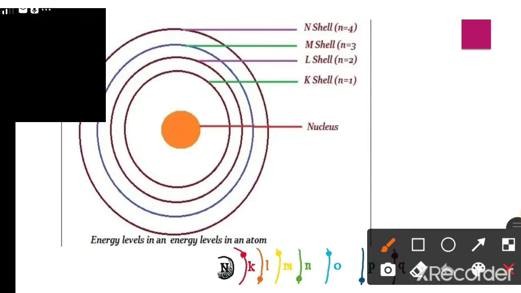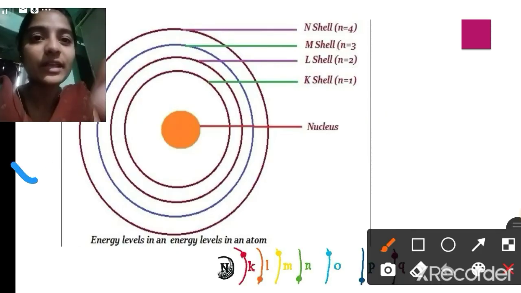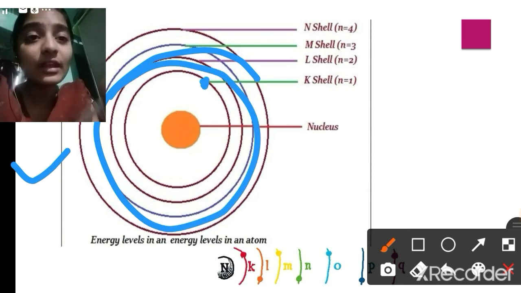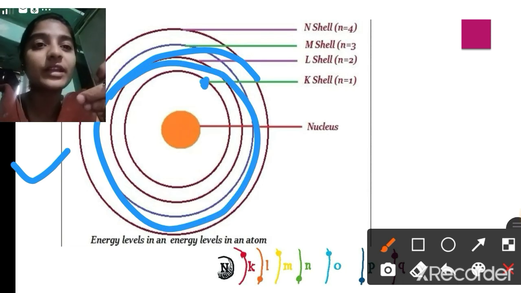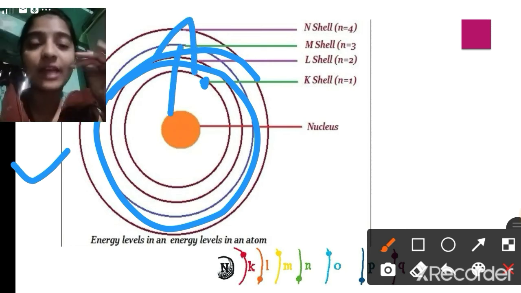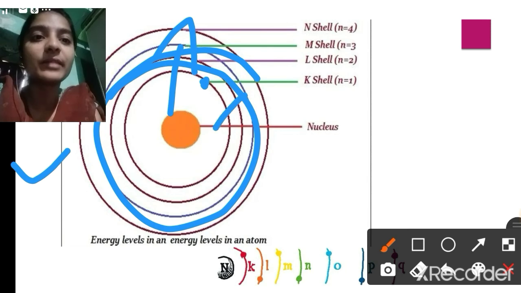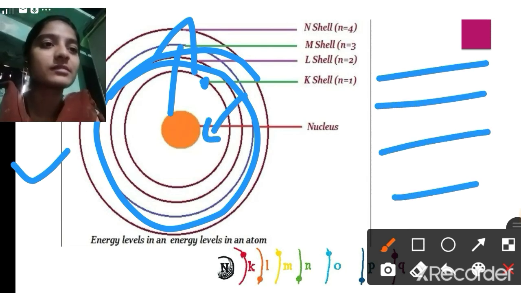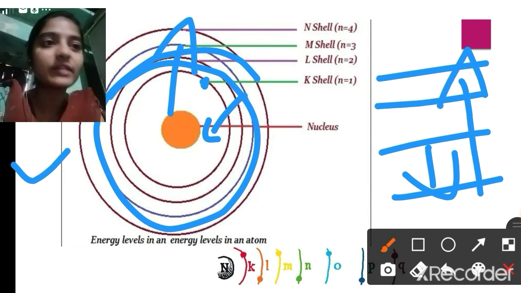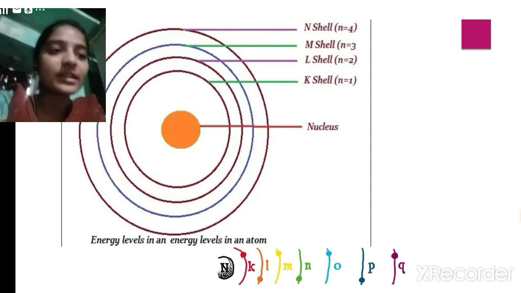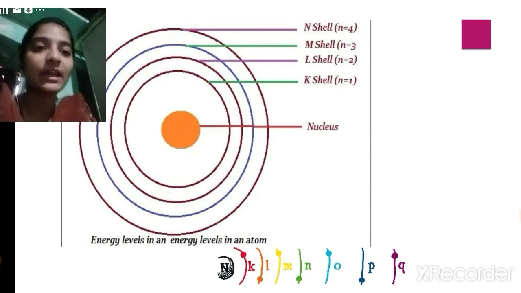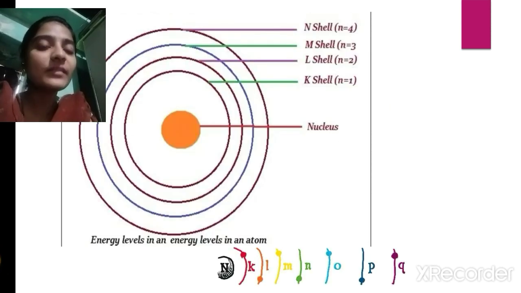Coming to the energy levels, this was explained by Bohr, in which electrons revolve. When the electron is nearer to the nucleus, it has less energy. When the electron jumps to a higher energy level, it has the maximum energy. When the electron jumps down, it has less energy. Like this, the energy levels are also called shells. They are named K, L, M, N, O, P, Q.